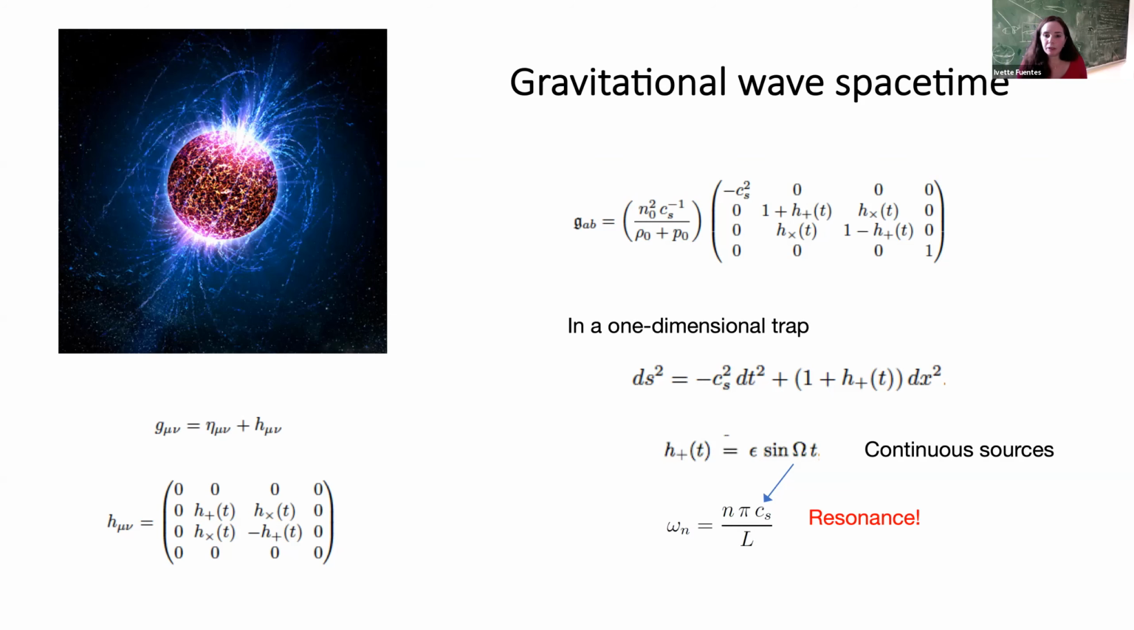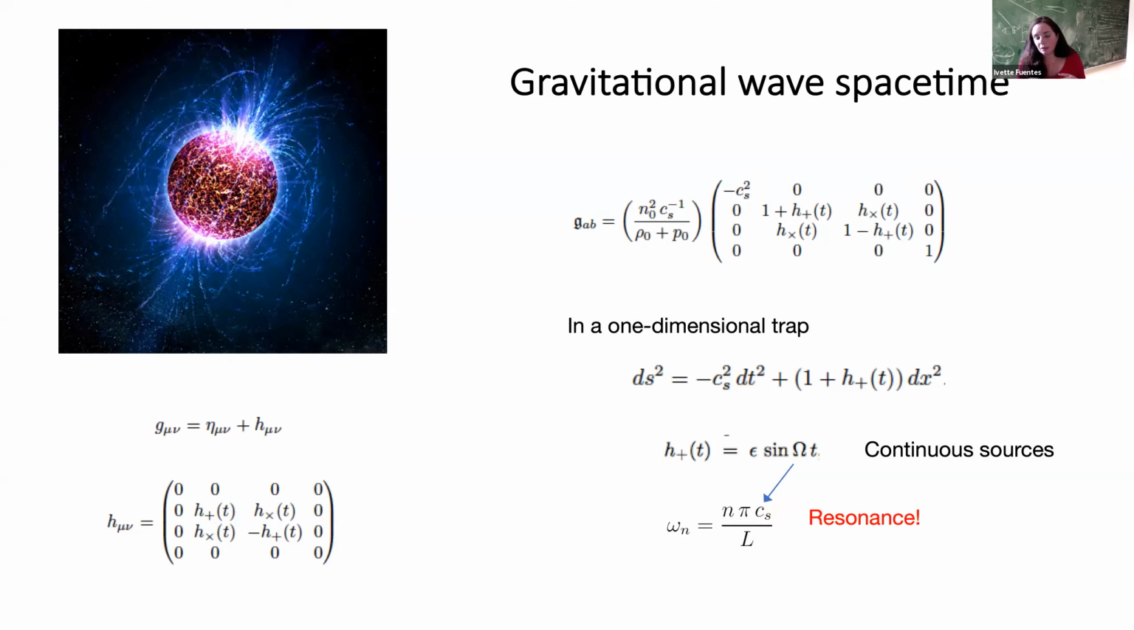Now, because we're in a one-dimensional trap, we're just looking at perturbations in one direction. And this is where the question by Valerie comes in, that she was asking, can you see this tensor structure of the gravitational wave in this case? And in this case, the answer is yes.